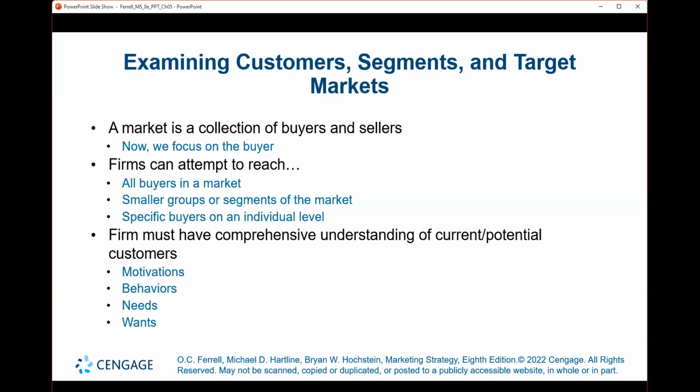If we want to be able to do this right, we have to have an understanding of the consumer buying process, and understand things like wants, needs, and what motivation is, and what is the behavior of our consumers.